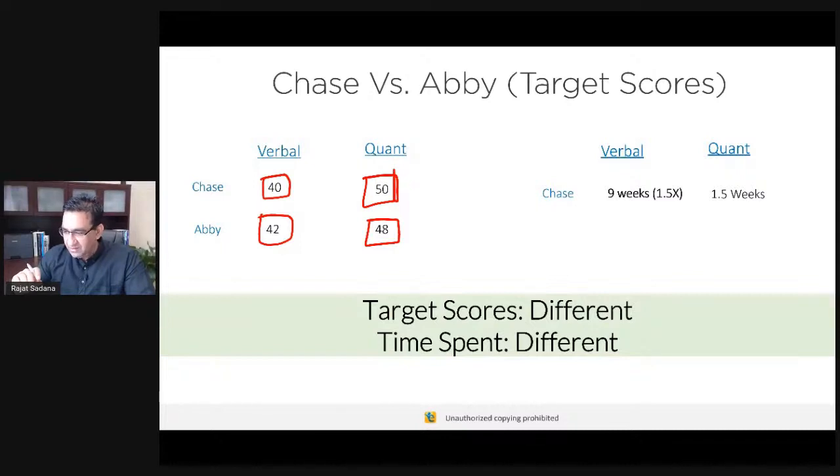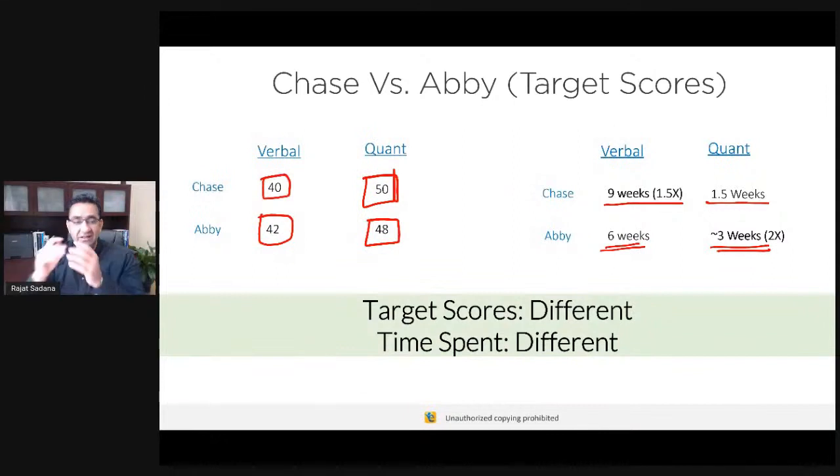And for Chase, he's spending 9 weeks on verbal, which is 50% more than what Abby is spending, and just about 1.5 weeks on quant. Abby is spending 6 weeks on verbal, and twice as much time on quant. And this is really critical. Why? Because if you were Chase and you really say you have to hit that 90th percentile in 6 weeks, you're going to really struggle to do that. And you're going to rush through things. You're going to make all the mistakes that we talked about.